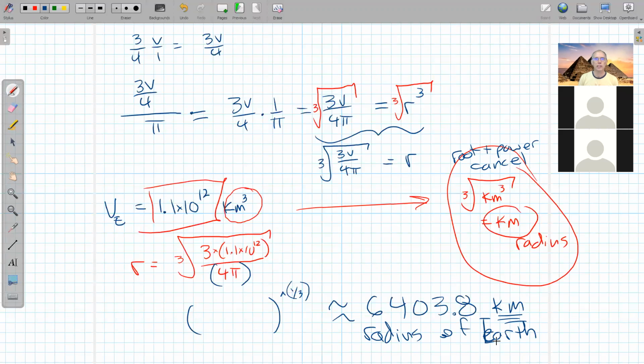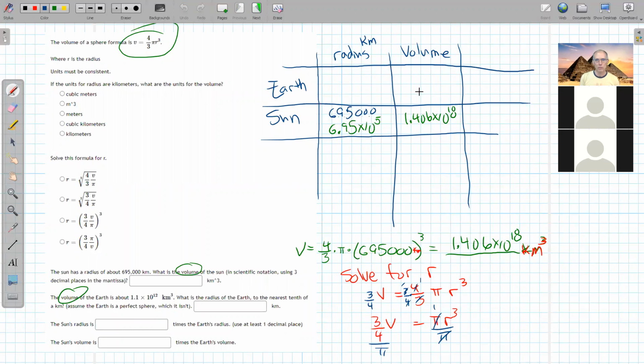Name, so it's capitalized. So let's add that back here to my table. So we were given the volume of the Earth. That was 1.1 times 10 to the 12th. And now I have the radius, which is 6,403.8. Radius is in kilometers, volume is in kilometers cubed on both of those. And then I'm asked to compare the Earth to the Sun. And whenever we're comparing to see how many times bigger or smaller something is, we just divide. So in this case, I just want to know, hey, for the radius, what's the Sun divided by Earth?